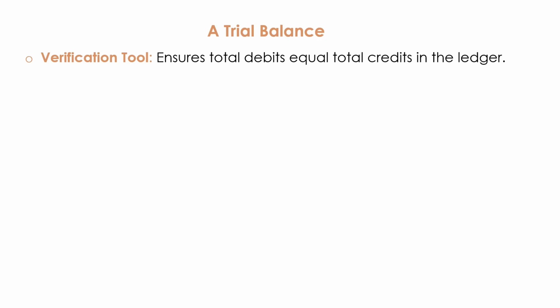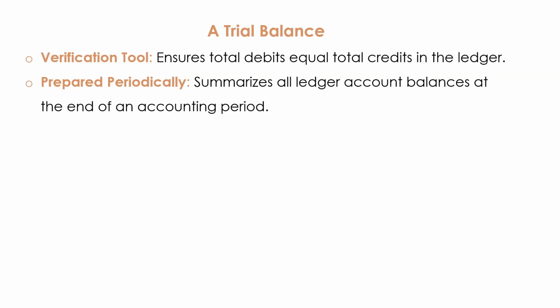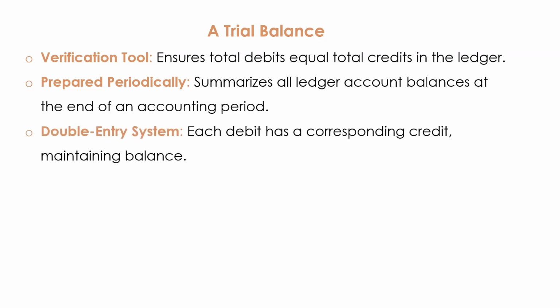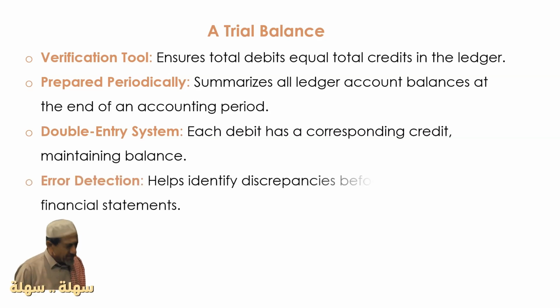It's prepared at the end of an accounting period as a summary of all ledger accounts, listing their balances in the debit and credit columns. Since every financial transaction follows the double entry accounting system, where each debit entry has a corresponding credit entry, the total of all debit balances must always match the total of all credit balances. This process helps accountants detect errors, confirm the integrity of financial data, and ensure that the books are balanced before preparing financial statements.